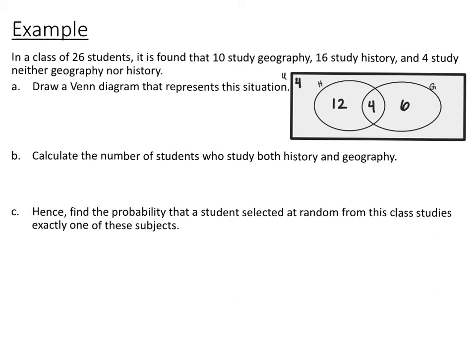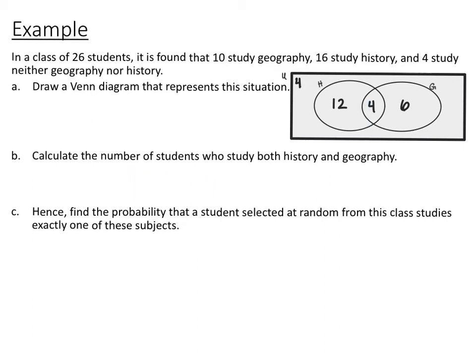So for my Venn diagram, I have my rectangle that represents the entire sample space, and then I have my 2 circles, one for history and one for geography. So then outside of both of the circles are the 4 students who study neither history nor geography. And then for the history and the geography, I have 12 inside just the history circle and 6 inside just the geography circle and 4 in the overlap. So I'll talk about in a minute how we found those. But the entire group for history is 16 and the entire group for geography is 10.